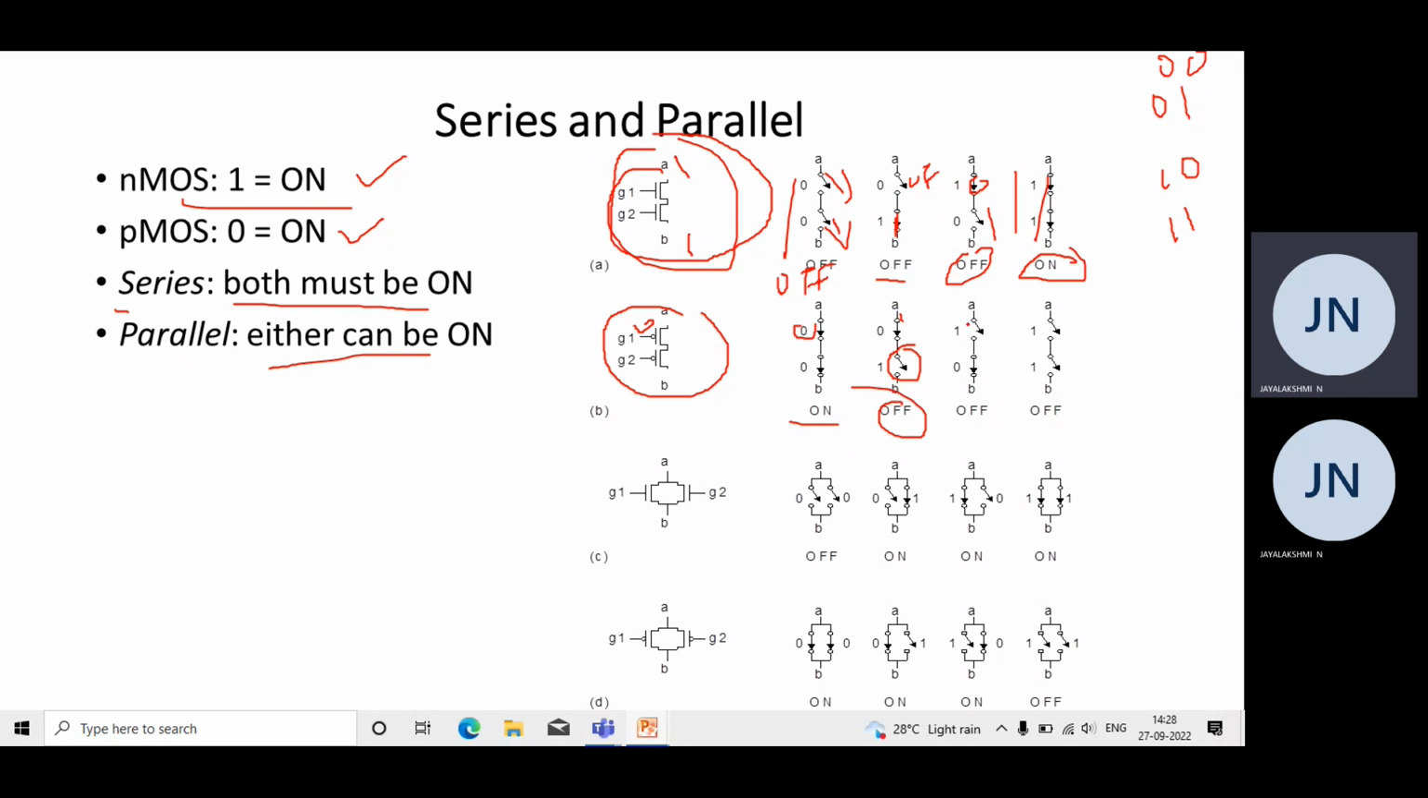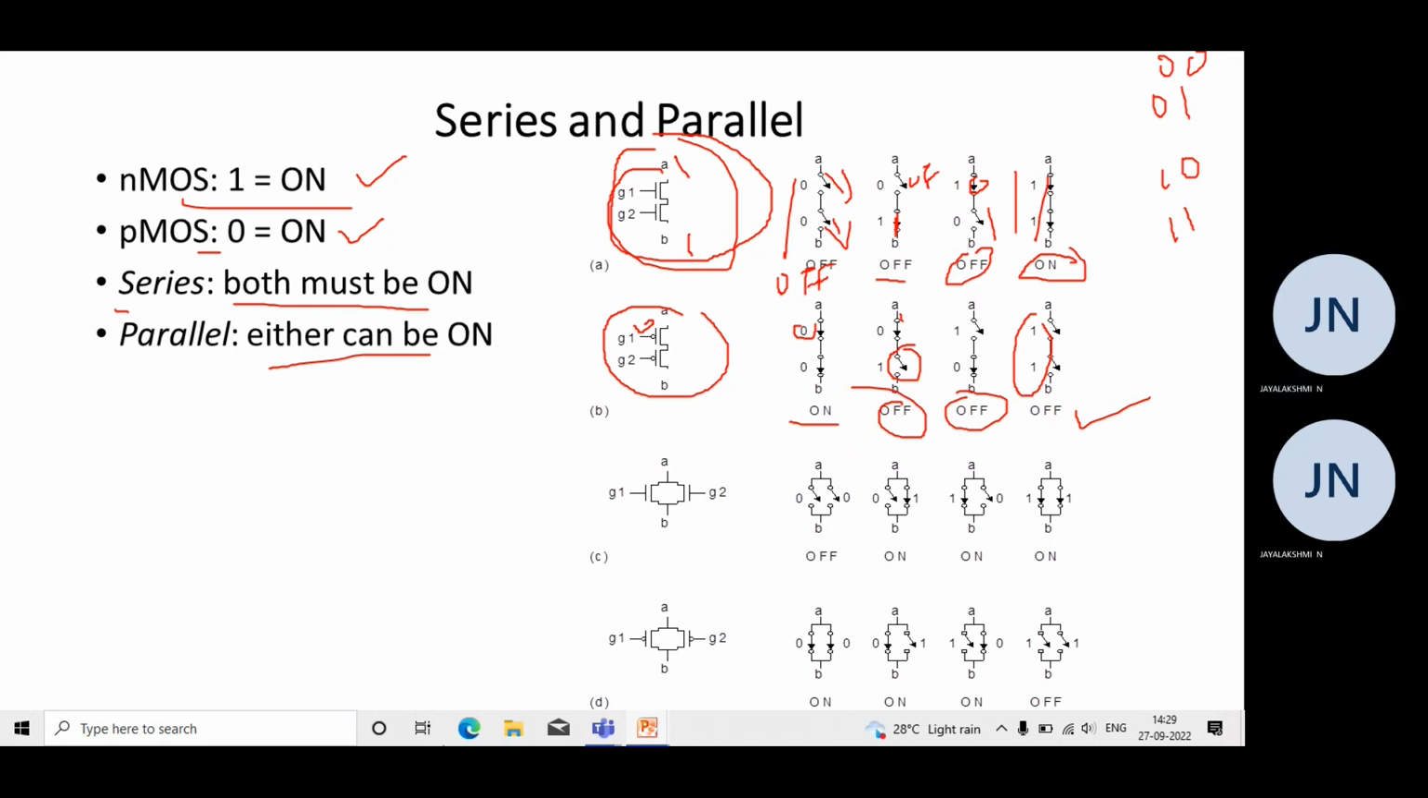And here also, both are not 0 0, so it is off. And here, both are 1 1, but the condition for a PMOS transistor is that it should be 0. But here we are having 1 1. So that's why here also it is off.